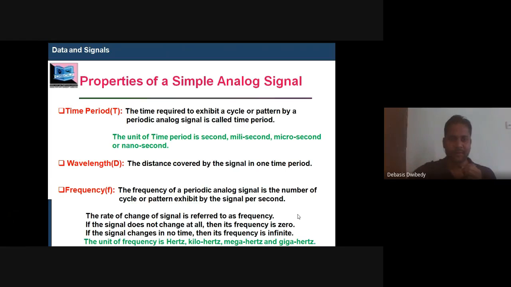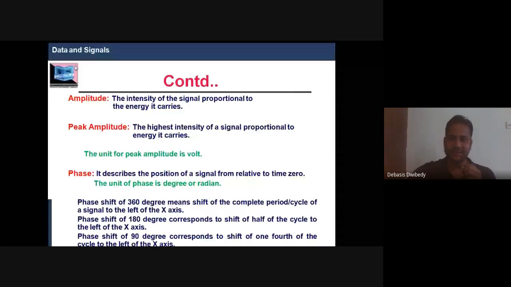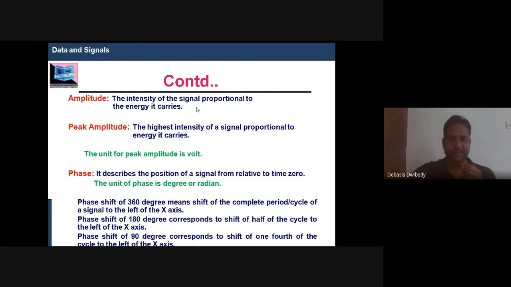Now, we discussed amplitude. Amplitude is nothing but the intensity of the signal proportional to the energy it carries. I will pictorially represent all these concepts again. Peak amplitude is what? The highest intensity of a signal proportional to the energy it carries. So the highest height a signal reaches is nothing but its peak amplitude. The unit of amplitude is volt. It is the unit of the energy.